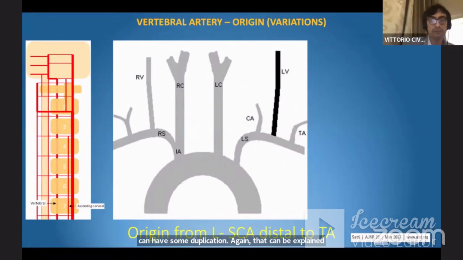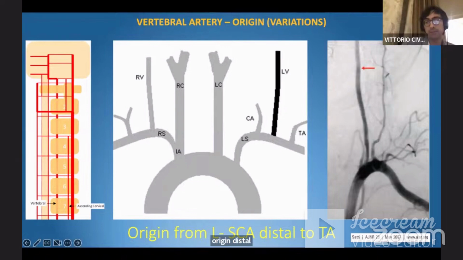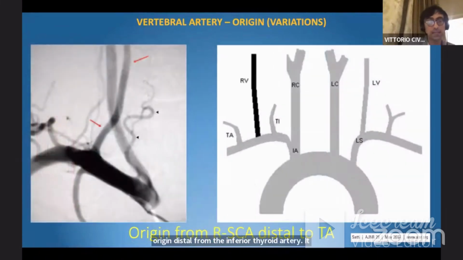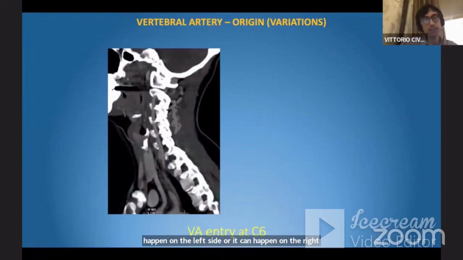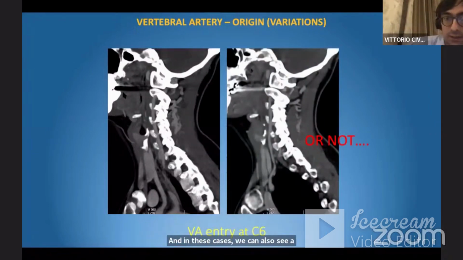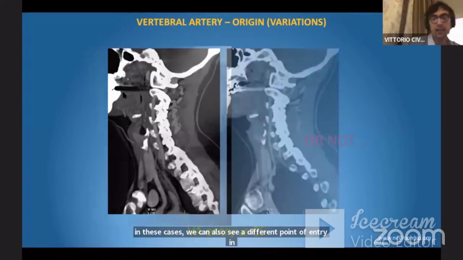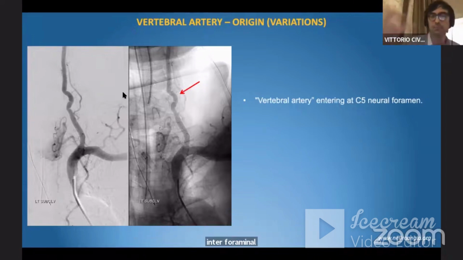embryologically, or we can have a different configuration where a so-called vertebral artery originates distal from the inferior thyroid artery. It can happen on the left side, or it can happen on the right side, where we can see the inferior thyroid and the right vertebral artery. And in this case, we can also see a different point of entry in the interforaminal canal. And maybe we can think that embryologically we are talking about a different vessel.